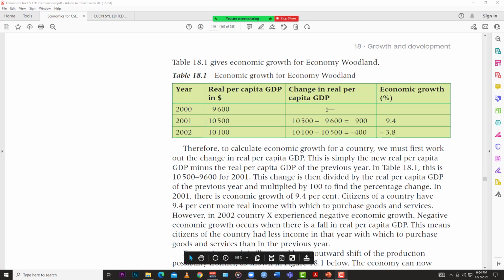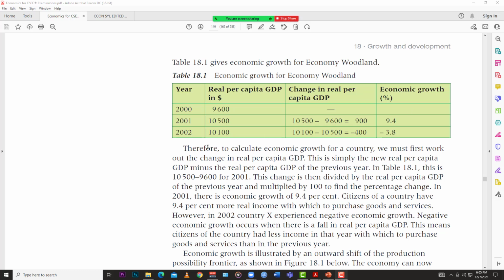So if we're looking at the table here, economic growth for the economy, Woodland. So this economy is called Woodland. In 2000, the real per capita GDP was 9,600. In 2001, the real per capita GDP is 10,500. So if you compare 2000 to 2001, then you have a 9% economic growth. You can see it right there. 10,500 minus 9,600, we get 900, so that's 9%. So we have a 9% change. So you can see it there.